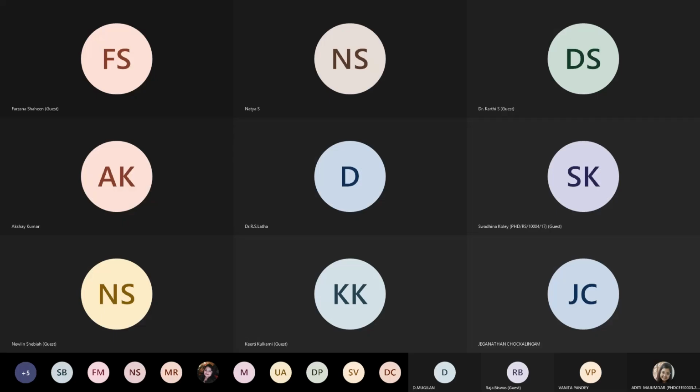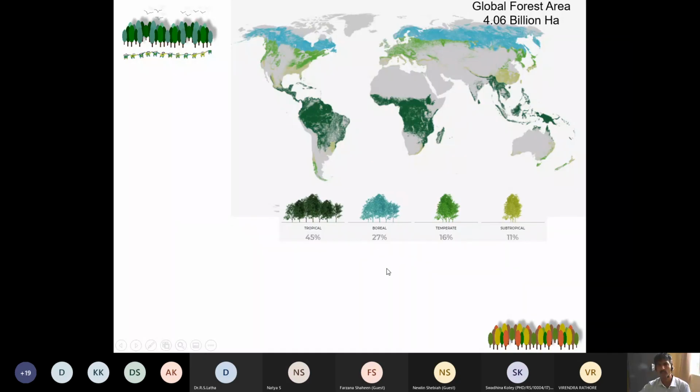Subtropical forest. And then comes the majority of the forest, other than the tropics, the boreal forest, 27% of the forest. And then temperate forests, 16%, then subtropical is 11%. Right. Now, due to global warming, people are talking about the changes in boreal and temperate forest. Okay, they are greening. So we are getting more forested region here.